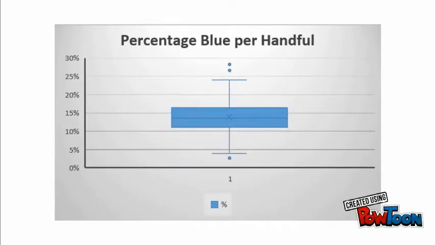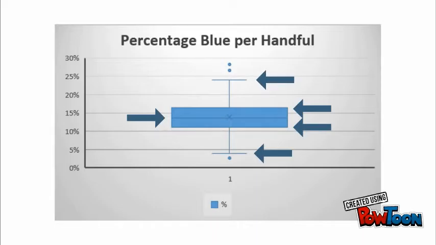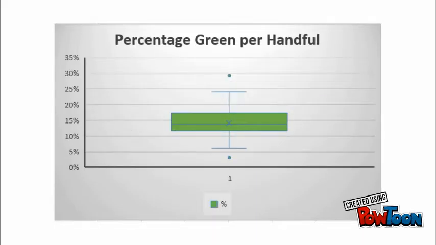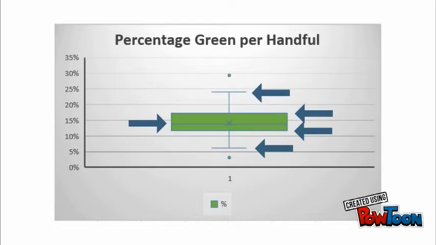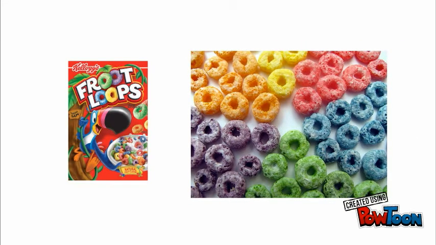The blue loops have a low value of 4%, lower quartile of 11%, median of 14%, higher quartile of 16%, and a high value of 24%. The green loops have a low value of 6%, lower quartile of 12%, median of 14%, higher quartile of 17%, and a high value of 24%. From this information, we can make educated guesses about the percentage of each color in our box of Fruit Loops.